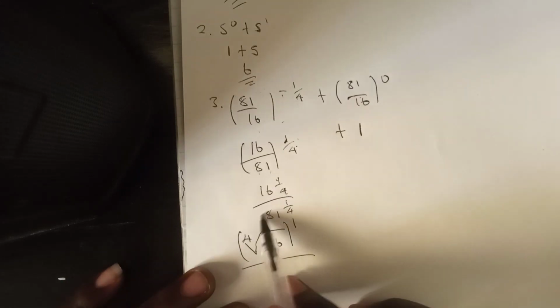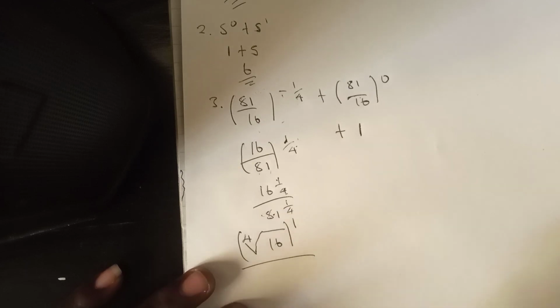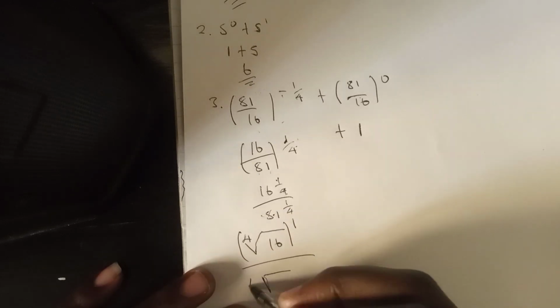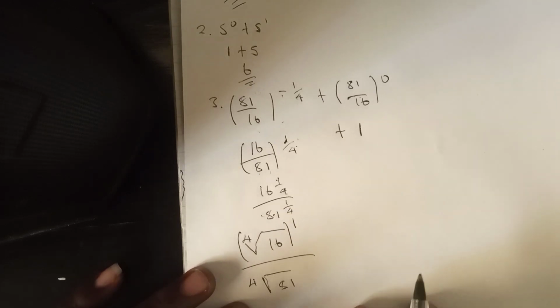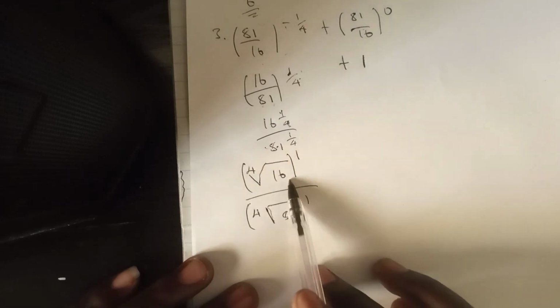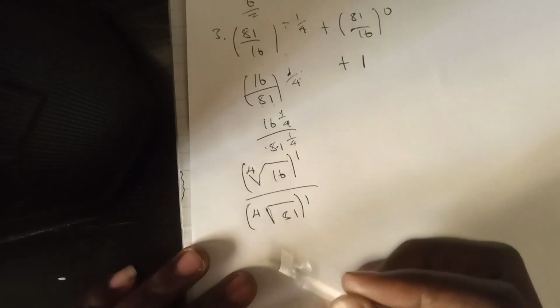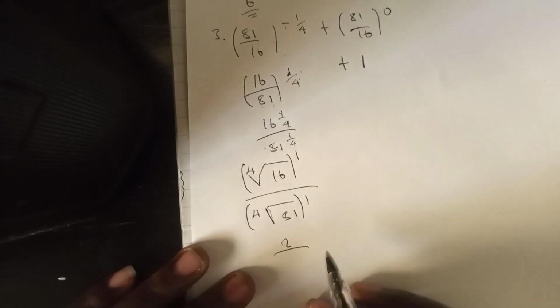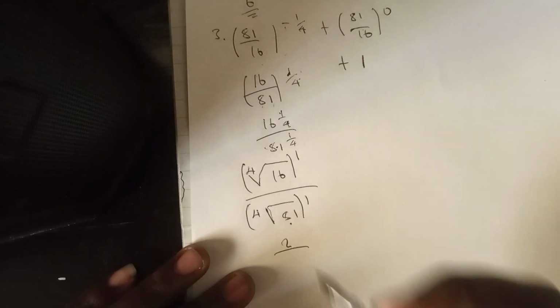Then what's this one that's on the bottom? So we say the square of 4 over 81. Okay, then we can also write 1 outside. Then from there we are going to say, what's the fourth root of 16? That's 2. Then the fourth root of 81, that's 3.